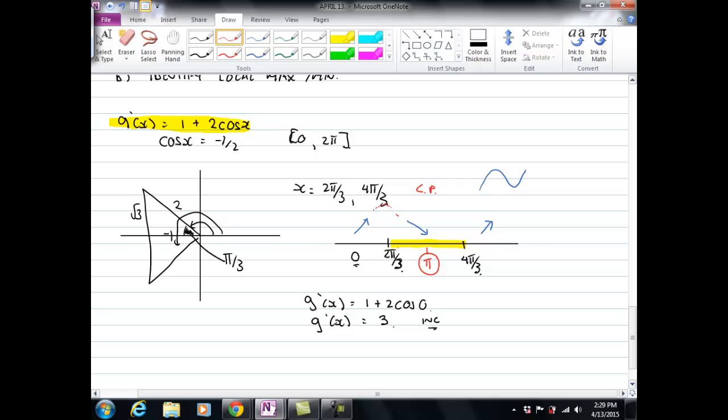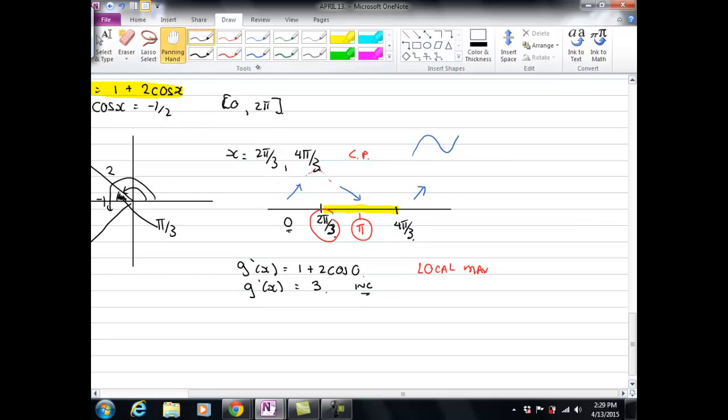So right off the bat, local max, let's write this down. Local max occurs at 2 pi by 3. Very nice. Local min, 4 pi by 3. Local min. Because if I look at the graph, see? It goes down and goes up. Therefore, my lowest point has to be at 4 pi by 3. So therefore, I just know the general shape of the graph.